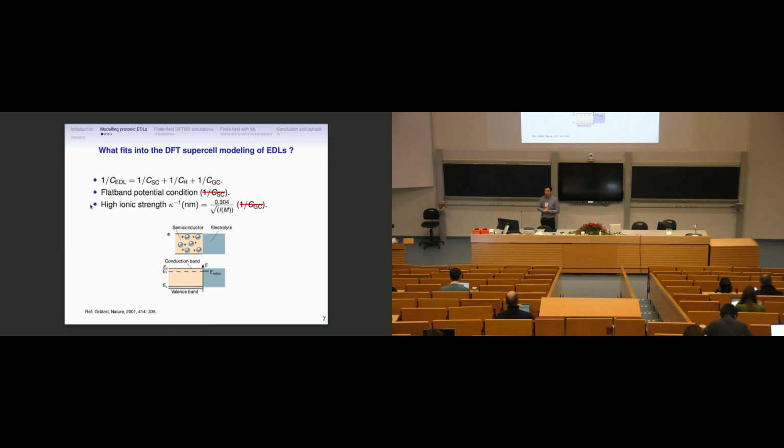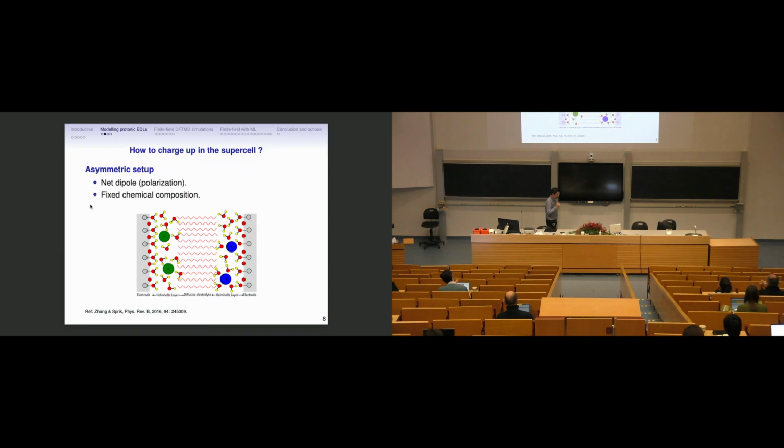And then we know that under the so-called flat band condition and higher ionic strength, both the space charge layer and the Gouy-Chapman layer can actually be taken out. So what is left is the so-called Helmholtz layer, which spans a few Ångström in width, and that is actually the target which we can model with the DFTMD simulation.